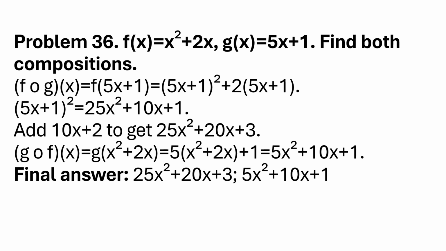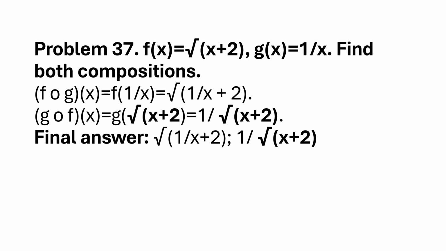For g composed with f, substitute x squared plus 2x into g. This gives 5 times the quantity x squared plus 2x plus 1. Simplifying gives 5x squared plus 10x plus 1.